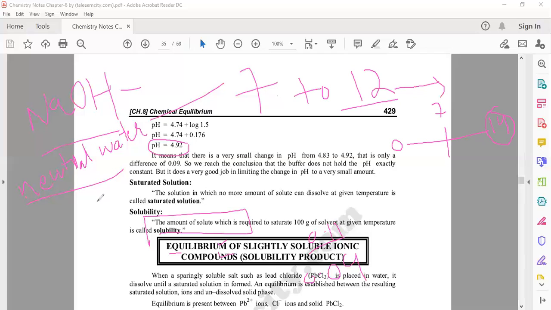So in neutral water, if you add sodium hydroxide, it will change the pH. But when we are adding this strong base to a buffer solution, there is a very little change in pH. So the buffer solution resists the change in pH. This is the capacity of the buffer solution. Clear? Any confusion, any doubt? Easy, the topic is interesting.